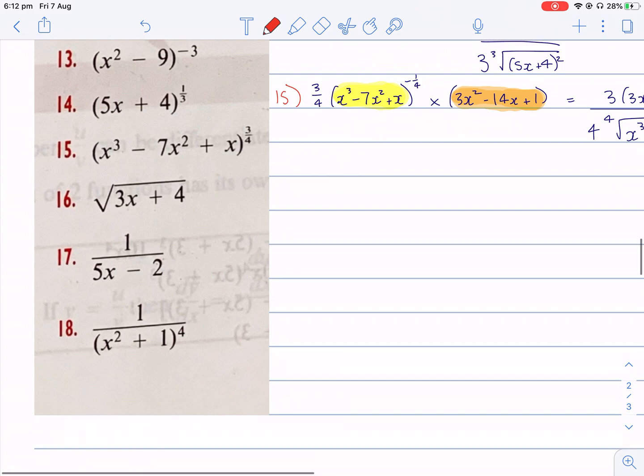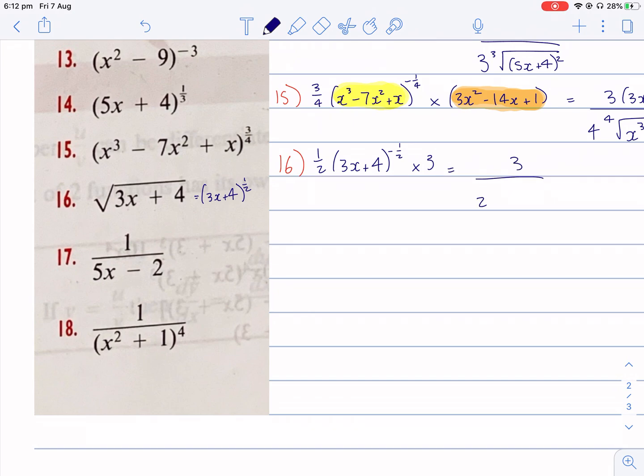Just wait until you're going backwards with those. It's called integration. 16. Now this is technically 3x plus 4 to the half, which means we want to do half times 3x plus 4 to the negative half times the derivative of the inside, which is 3, which gives us 3 on 2 times the square root of 3x plus 4.